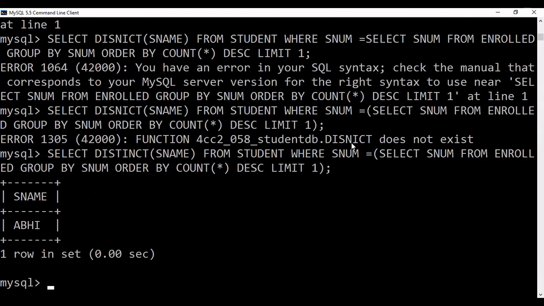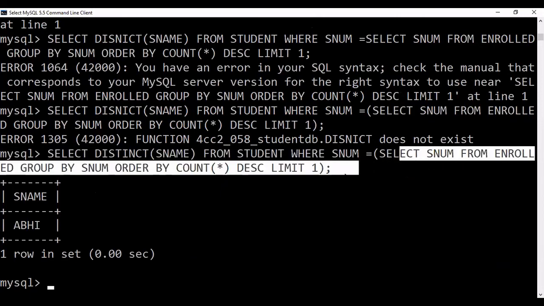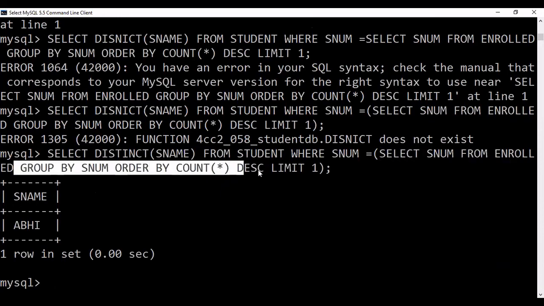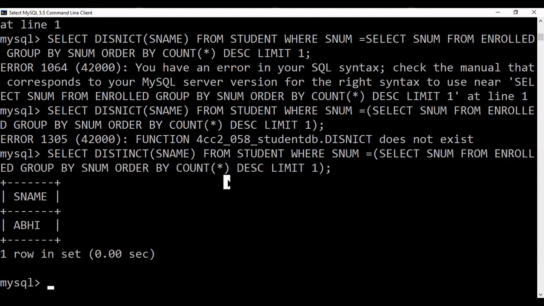Here, this is the inner query. This inner query is giving the student number from enrollment which is assigned with the maximum number of subjects. So how to get the maximum? I applied descending as per count star, then I applied limit 1. Limit 1 will give only the first row, because once I applied descending, it will sort it and the first row will contain the maximum value. That's why I need the first one.